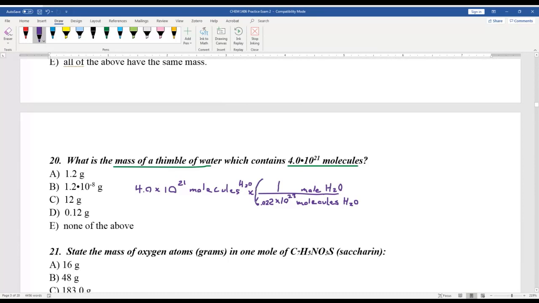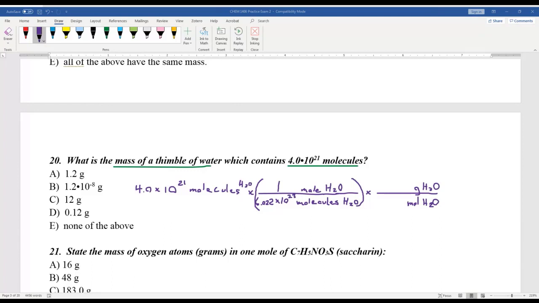So that converts my moles to molecules. But once I have that, I still have to convert the moles because I need the mass. The moles is going to go on the bottom, cancel. And what's the unit of mass? Grams. So in this case, I have to convert moles to grams, which means I need the molar mass.